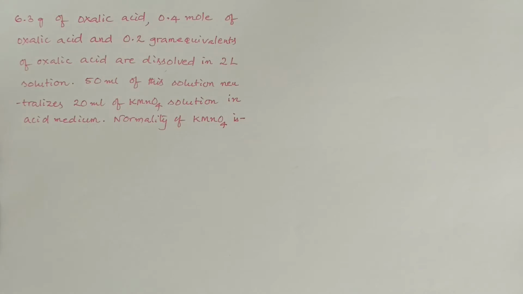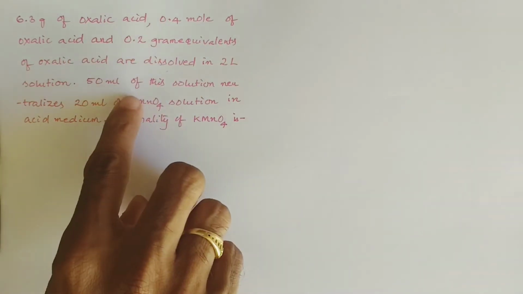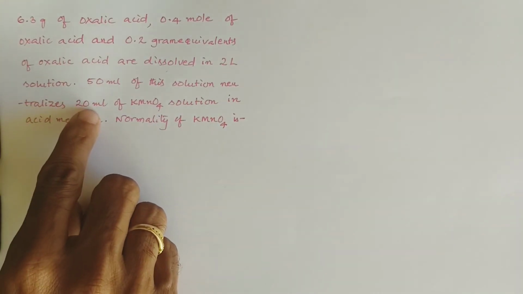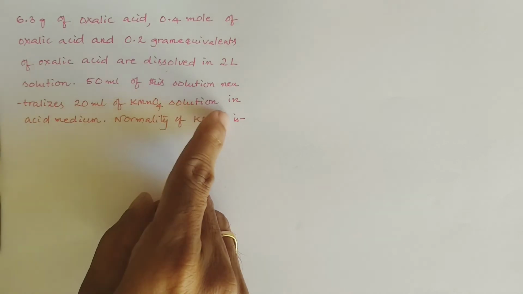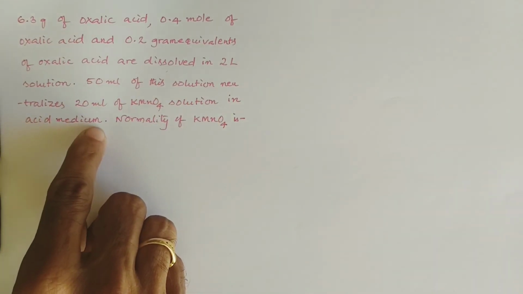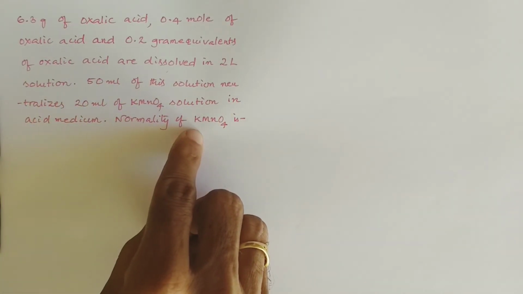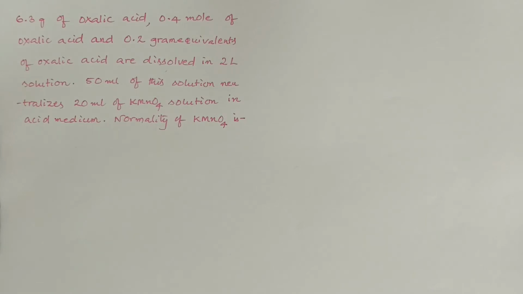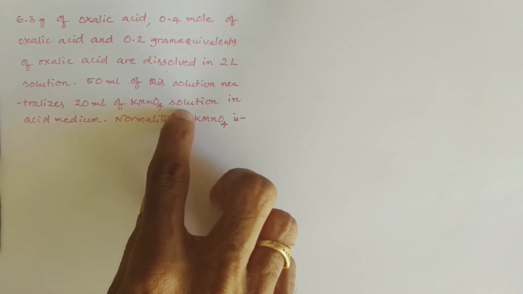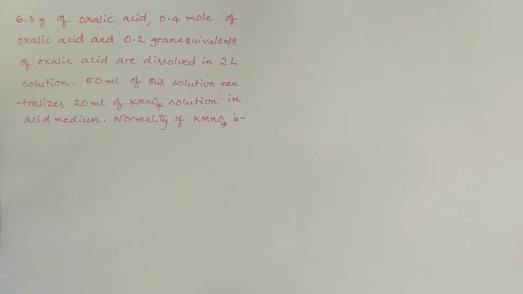Next problem: 6.3 gram of oxalic acid, 0.4 mole of oxalic acid and 0.2 gram equivalents of oxalic acid are dissolved in 2 liter solution. 50 ml of this solution neutralizes 20 milliliters of potassium permanganate solution in acid medium. The normality of potassium permanganate is? So first of all, we have to find out the normality of oxalic acid. Then we can calculate the normality of potassium permanganate. So the first step is to calculate the normality of oxalic acid.